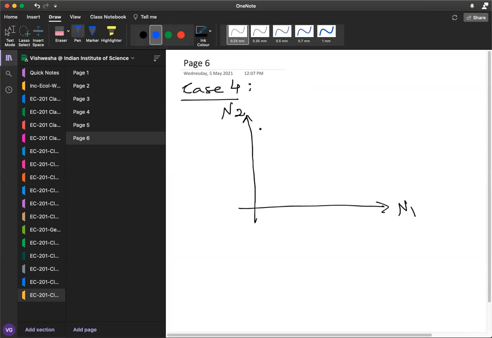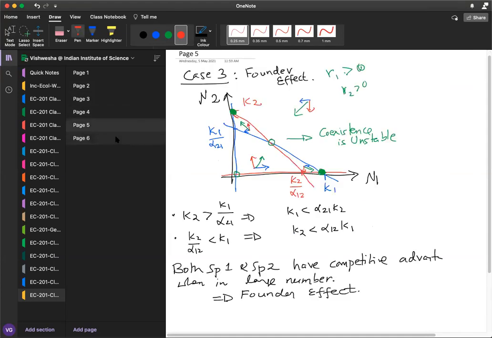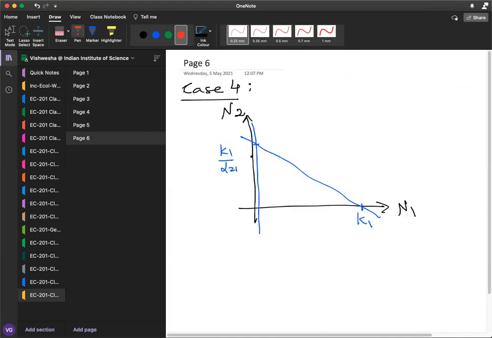Okay, so again I will draw the species 1 isocline, n1 is equal to 0, and this is K1, this is K1 by alpha 21. Now this should be exactly opposite of this, right? So it came from above to below. Now let's do the other way around. This is K2, this is K2 by alpha 12. And of course we have one more isocline at n2 is equal to 0.